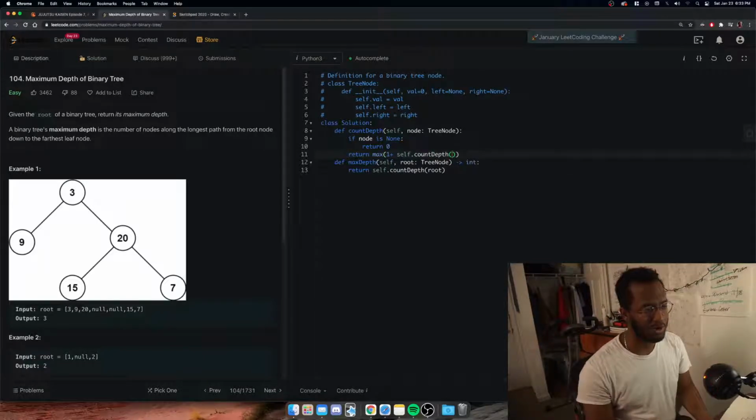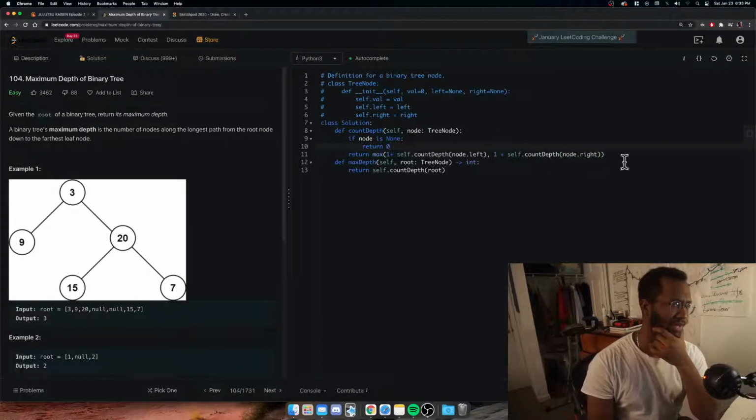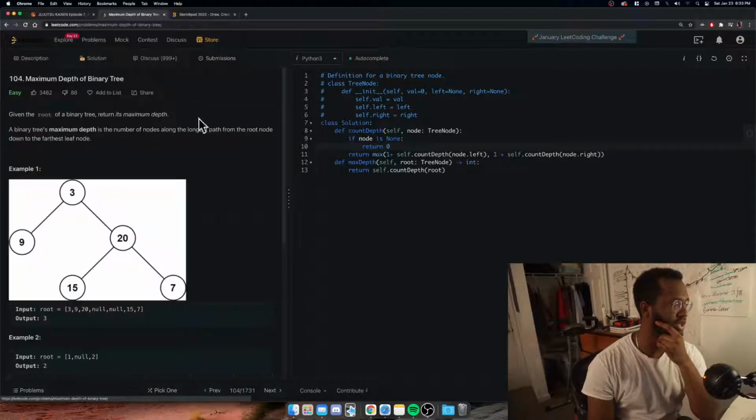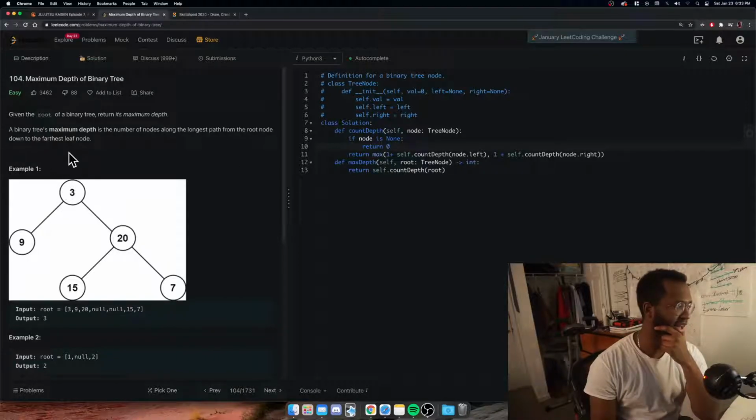So we're going to do 1 plus self.countDepth node.left, and we're going to slide over 1 plus self.countDepth node.right. So why are we doing this? Just like we said earlier, and if we run this, we'll see that this works. But why are we doing it this way? Well, we said that the first question we ask, which is really the only question we ever ask, is which of the subtrees for a given node has a deeper depth?